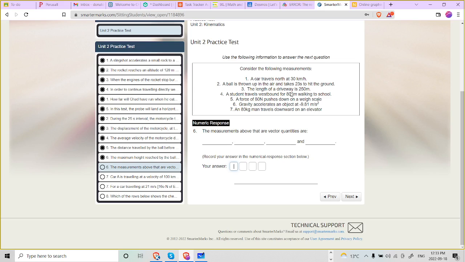Vectors. Which of these seven are vectors? Car traveling north at a given speed, we know is a vector. The time something takes to hit the ground, time is not a vector. The length of a driveway, don't know the direction. Student travels westbound for a given distance, that's a displacement. We have a magnitude of the 80 newtons pushing down, magnitude and direction. And the last one, gravity here, in this statement, we don't see a direction, but the 80 kilogram man has one.